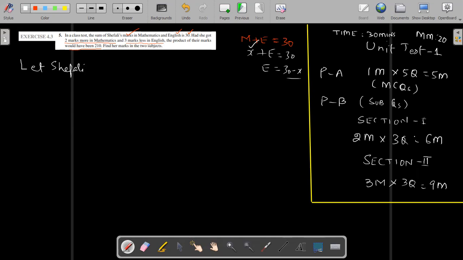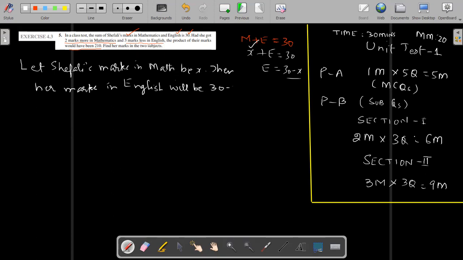Shefali's marks in mathematics be x. Then her marks in English will be 30 minus x, because their sum should be equal to 30, as I told you here. You can do it on the rough side.